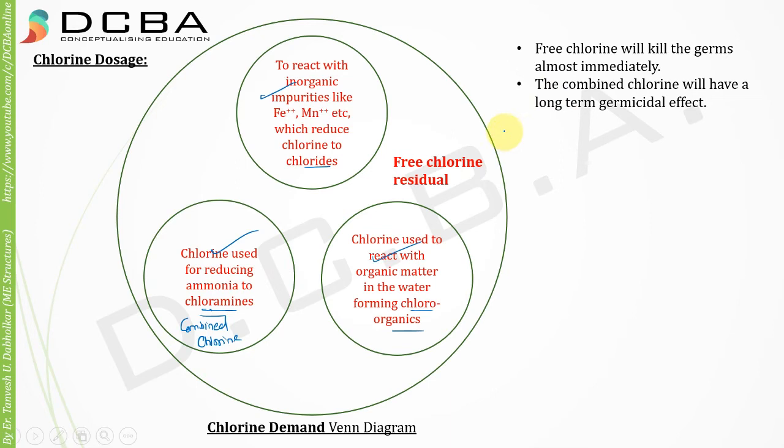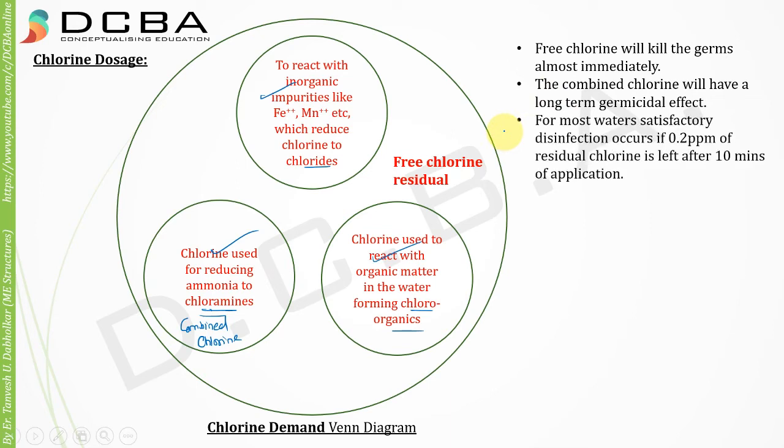a long-term germicidal effect. For most waters, satisfactory disinfection occurs if 0.2 ppm of residual chlorine is left after 10 minutes of application. Now, this is the important part for chlorine dosage. You need to set your chlorine dosage according to the water such that this free chlorine is 0.2 ppm after 10 minutes. Okay, after 10 minutes you get this free chlorine as 0.2 ppm. So you need to set such a dosage.